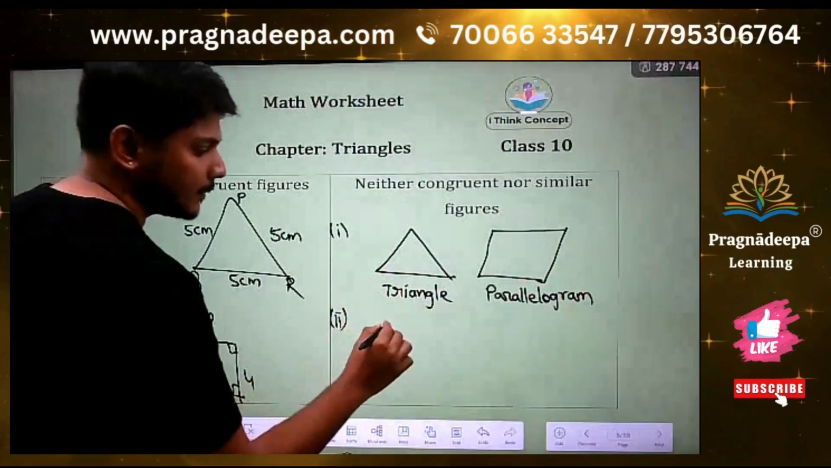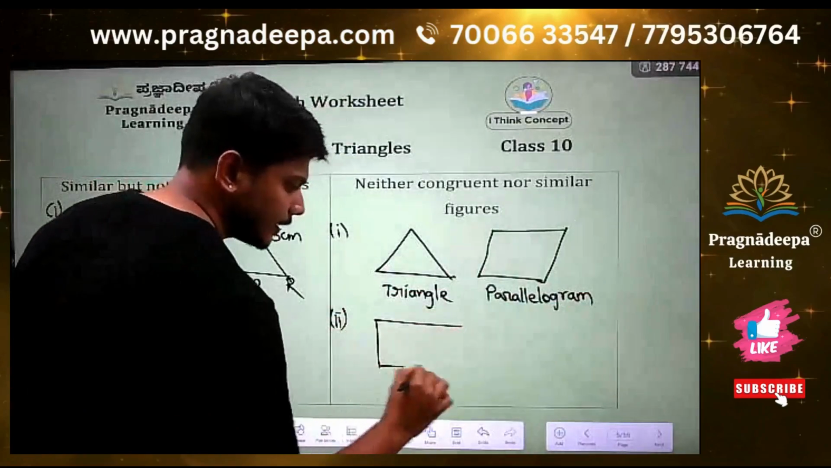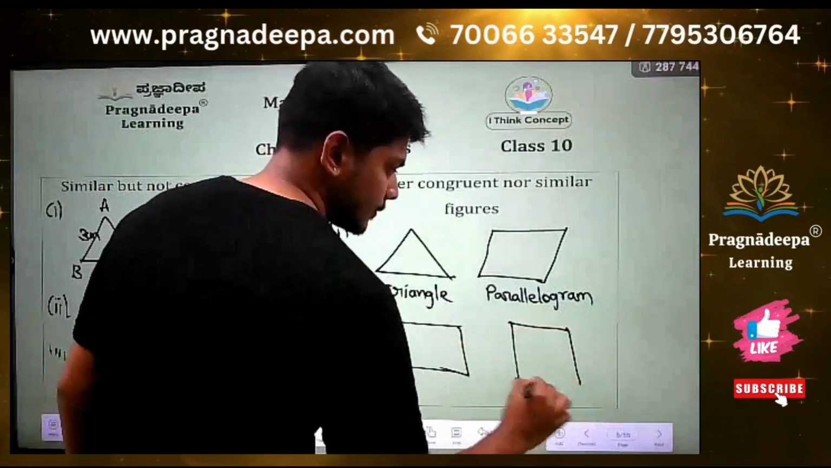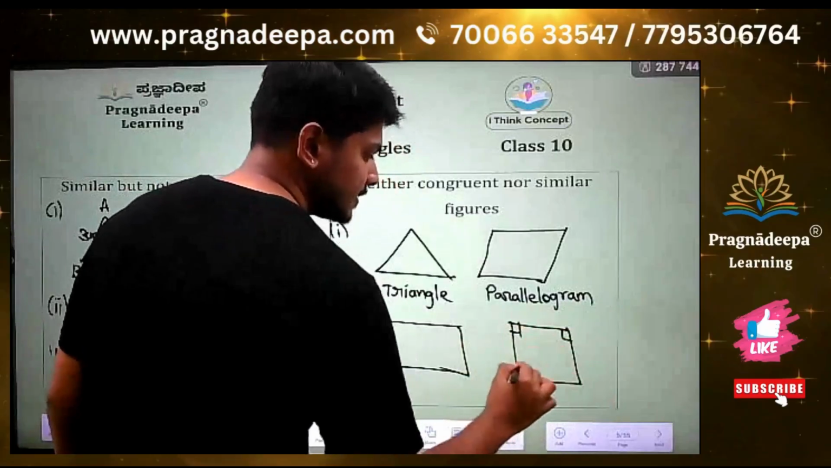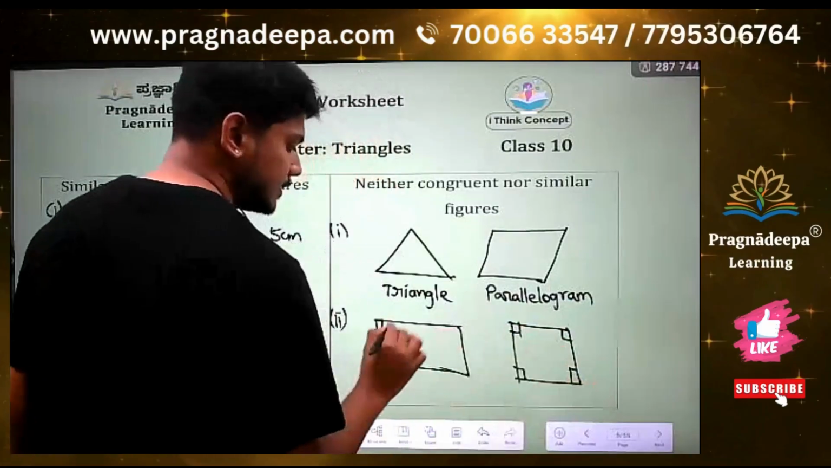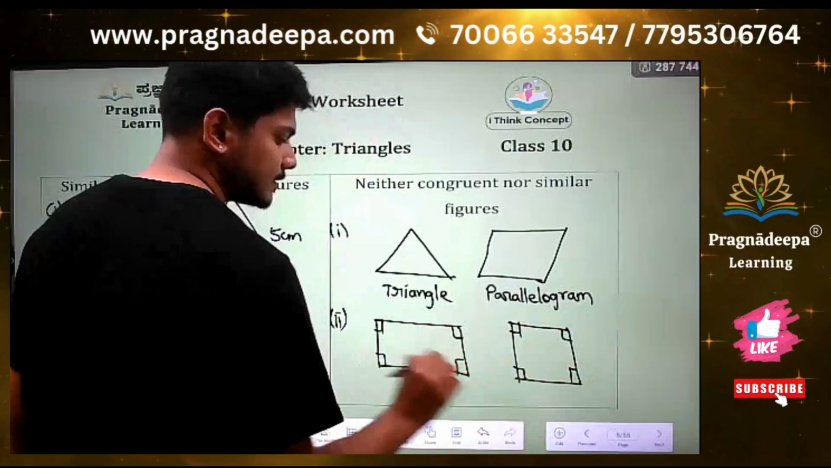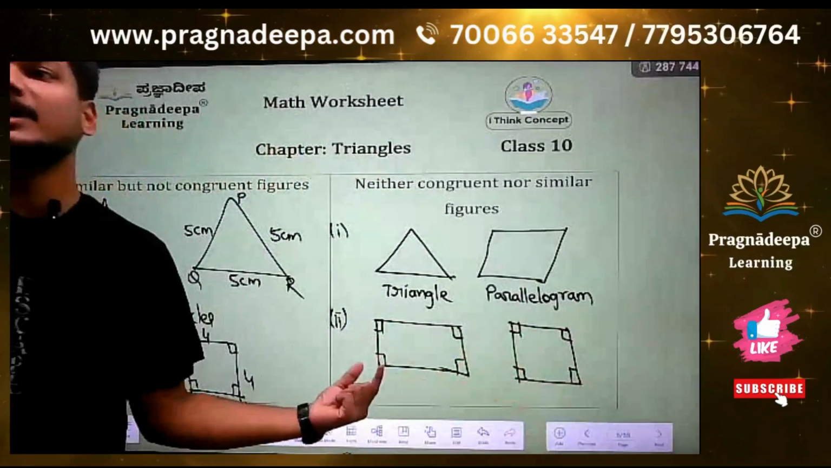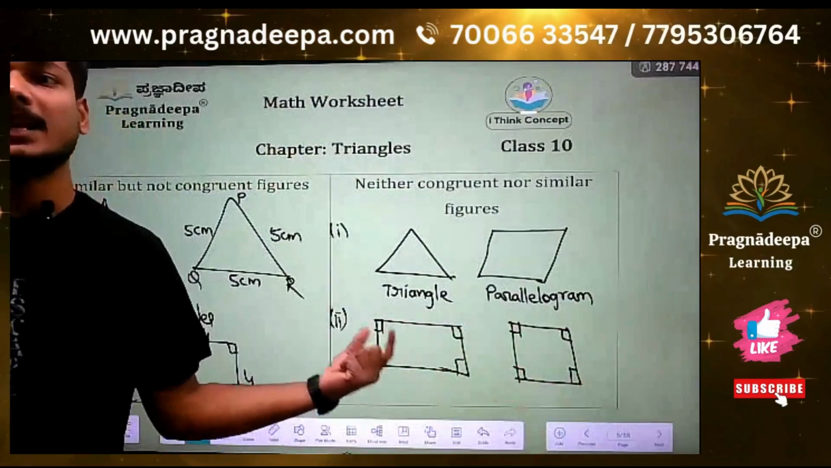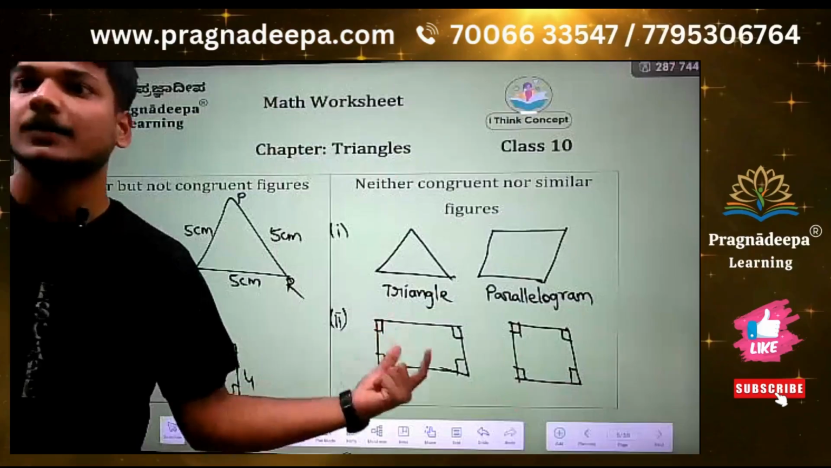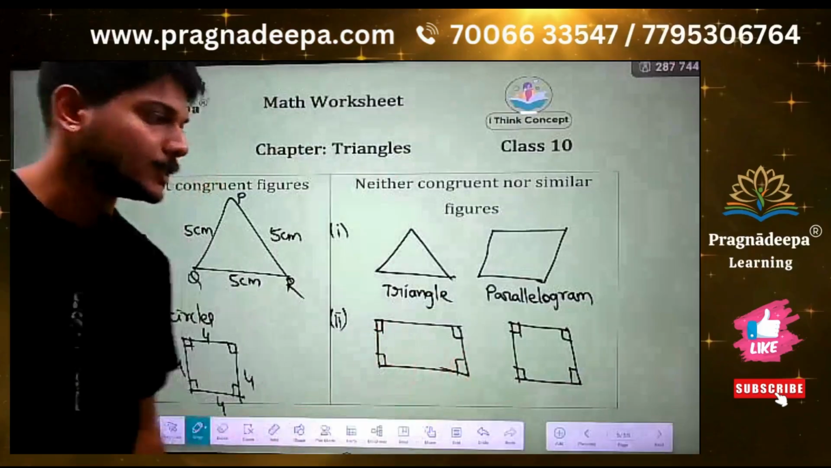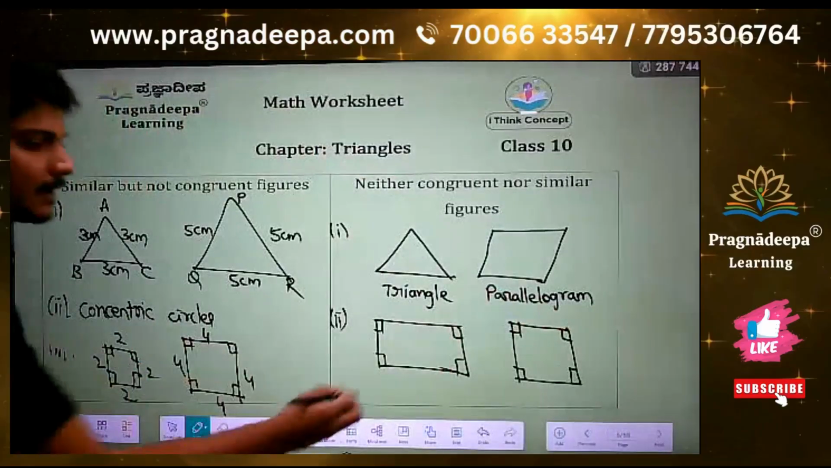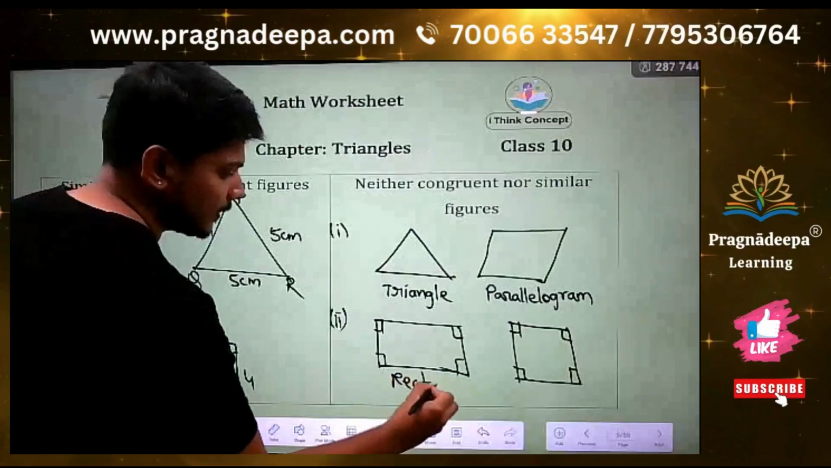You can also give the example of rectangle and square. What happens here? Corresponding angles are equal, so the first condition of similarity is satisfied, but corresponding sides are not in the same proportion. Therefore, these two figures are neither similar nor congruent. This is a rectangle, this is a square.